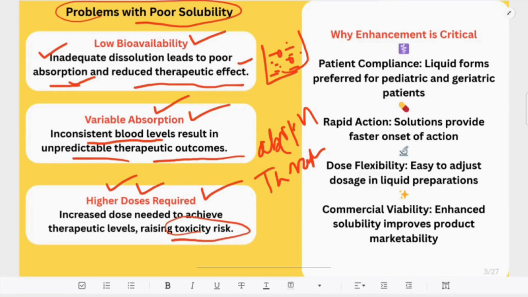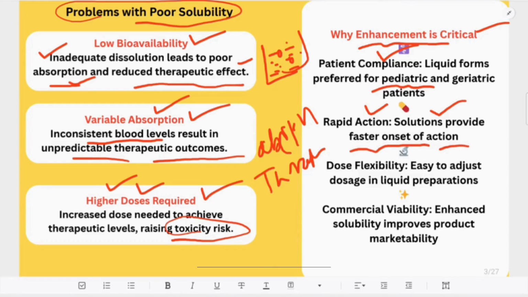Then here, why is enhancement critical or important in case of liquid dosage forms? Because here mainly the liquid dosage forms are specially used in pediatric patients, that is in children. So because of that, patient compliance is very much important. Then rapid action. The solutions or liquid dosage forms provide faster onset of action as compared to tablets and other solid dosage forms.